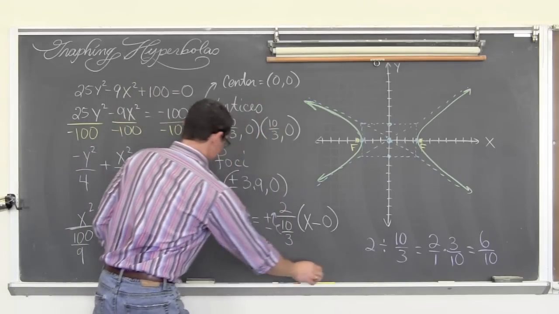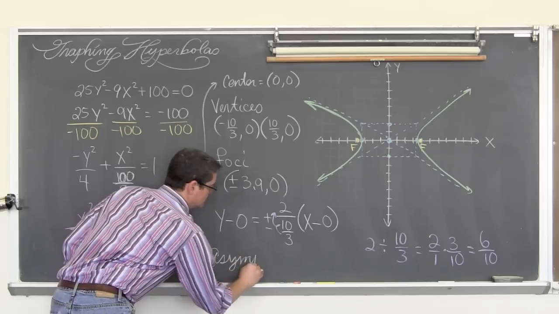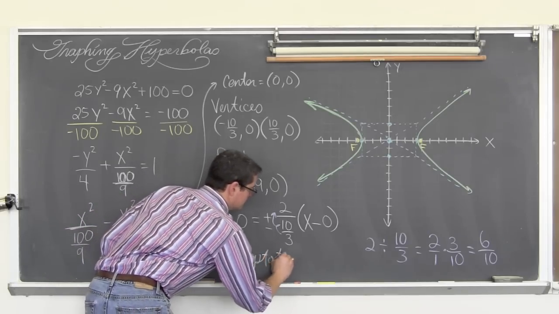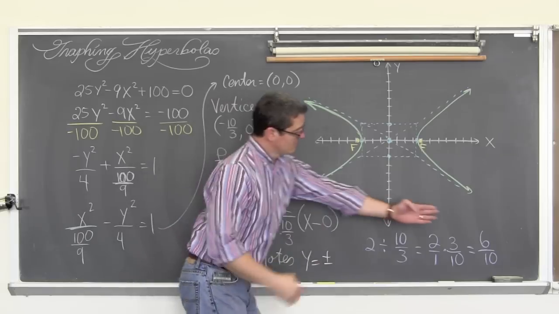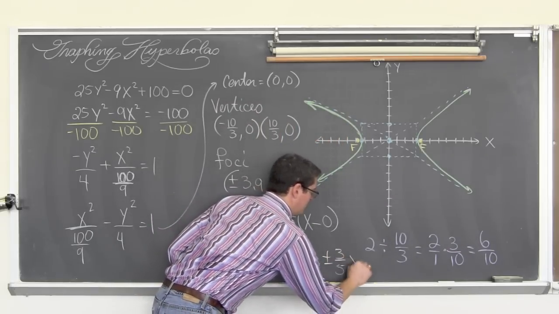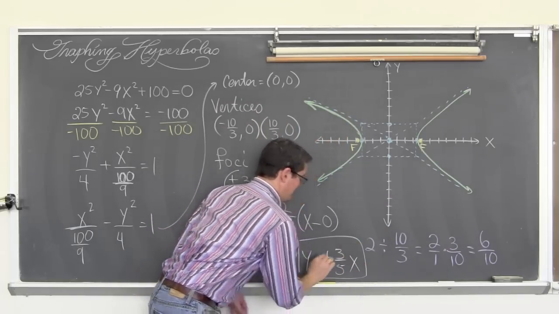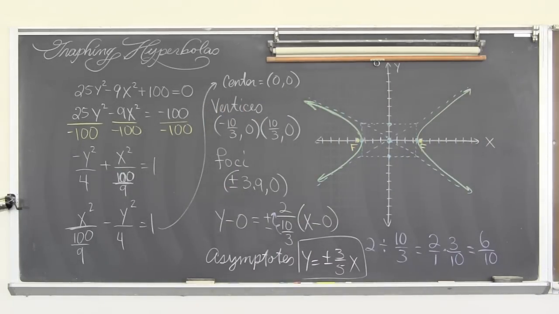And our asymptotes finally are y equals plus or minus this reduced 3/5 x. Bam! Let's get on to the next example and the last example.